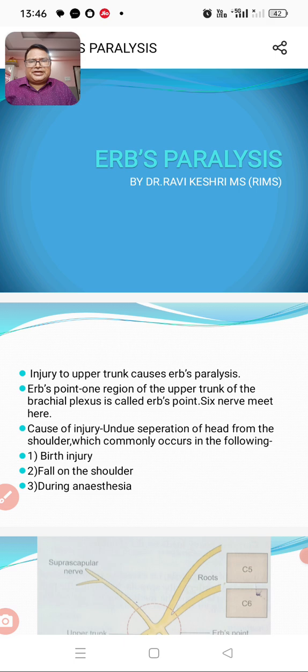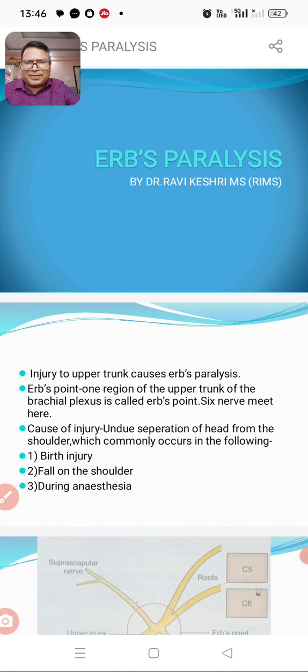In the previous section, I have discussed the brachial plexus. What is the brachial plexus? It is the network of nerve fibers, and the brachial plexus has the upper trunk, the middle trunk, and the lower trunk. And today I will discuss Erb's paralysis.